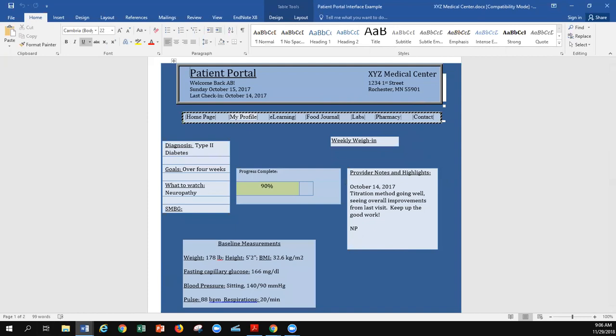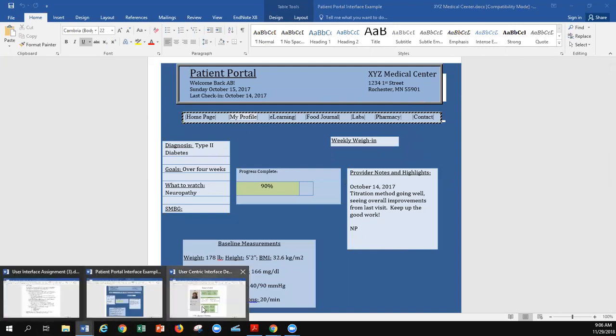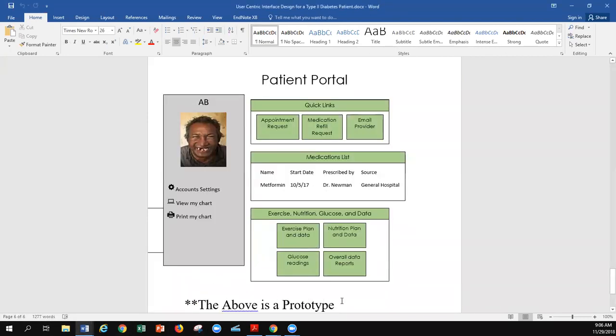All right, I'm going to show you the next one. Please ignore the picture that was selected. It's kind of funny. And so here's just another example of a very simple prototype that was developed by another student.